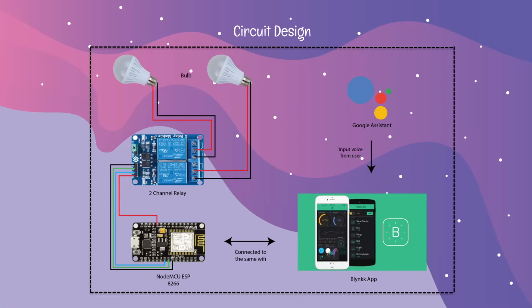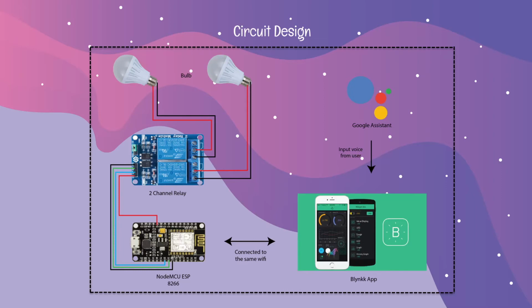Okay, so this is the circuit design. This is the normal bulb, connected to the two-channel relay. The relay is used to control the high output voltage. Then it is connected to the NodeMCU ESP8266, which is connected to the same Wi-Fi as the Blynk app.